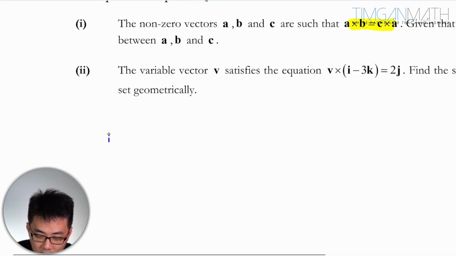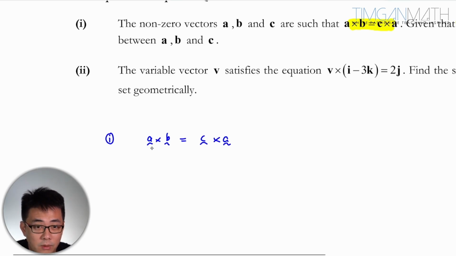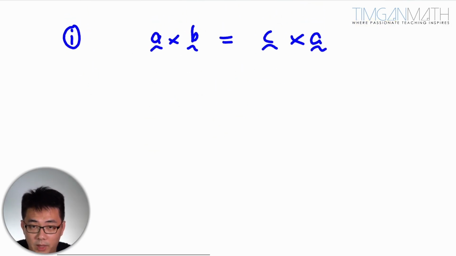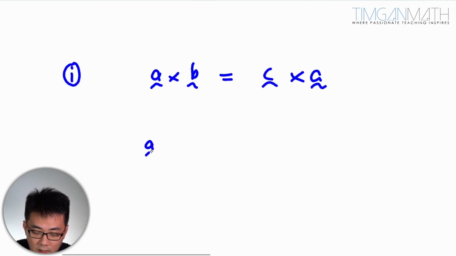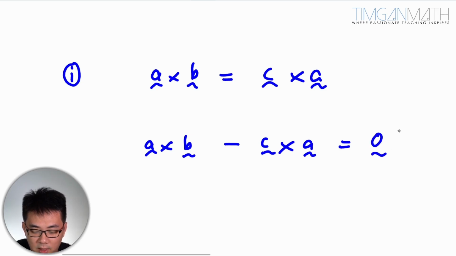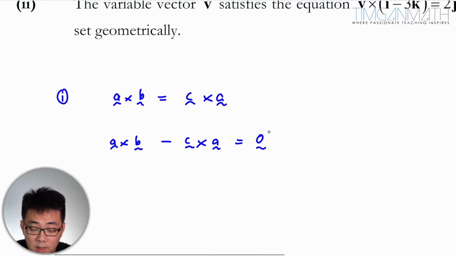The first thing is I will suggest we try and take out the common vectors here. So what we have is essentially bring this over to the other side. This A cross B minus C cross A will give us a zero vector here. This has to be a zero vector because it is a vector. This over here just means that it's 0, 0, 0. All these vectors undergo this operation here, they will just yield a 0, 0, 0.